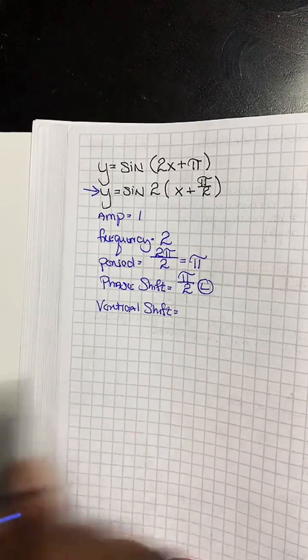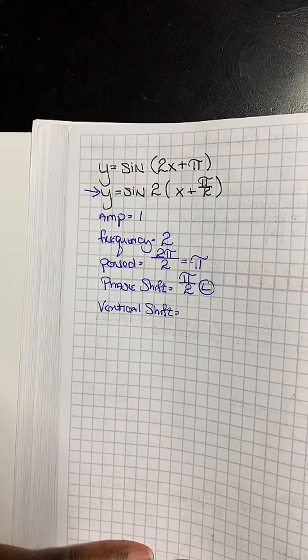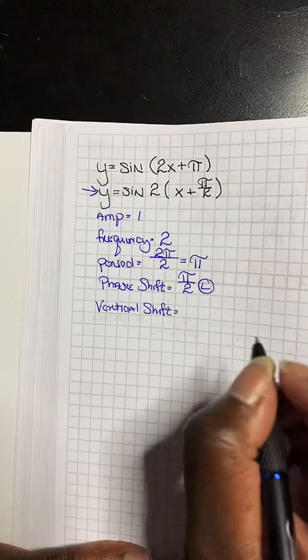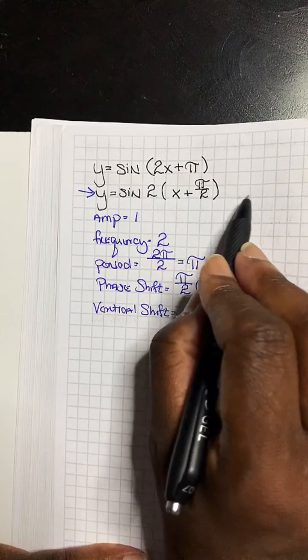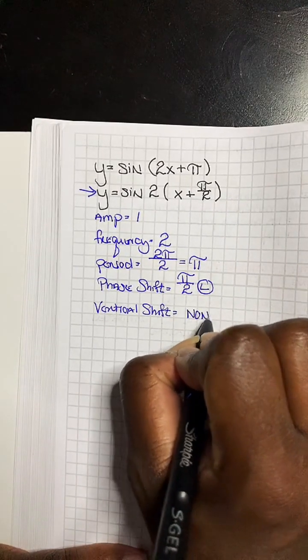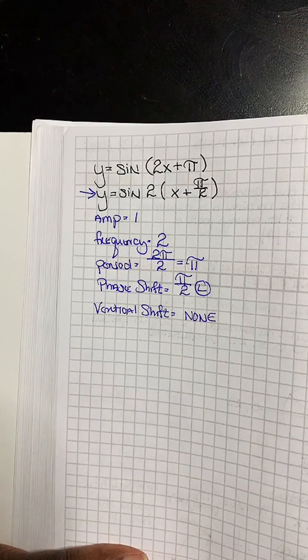And what is my vertical shift? Okay, 0, none. Yes, good. We don't have any. We don't have a plus or minus a number at the end. So we don't have a vertical shift this time. Okay, no vertical shift. Good.